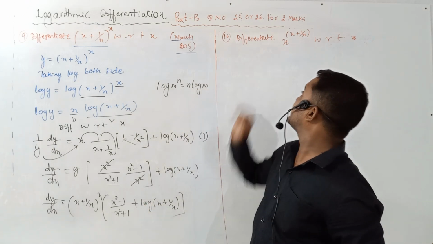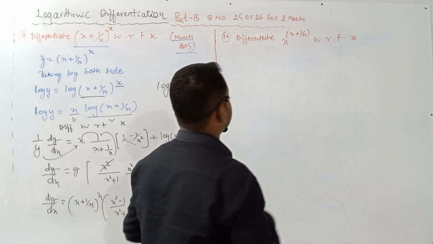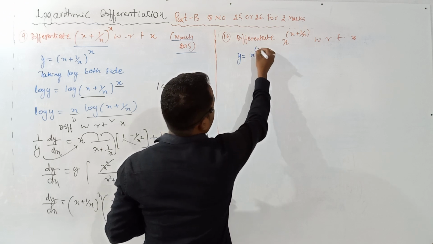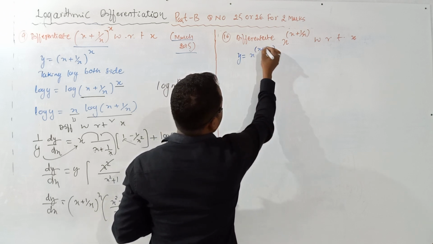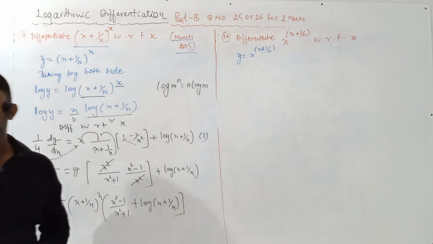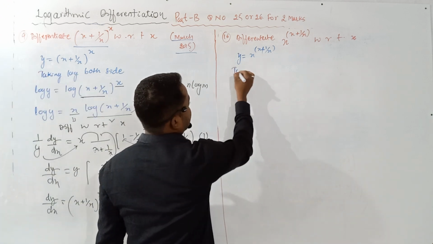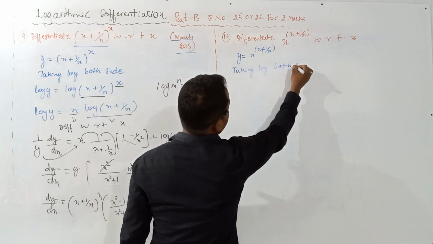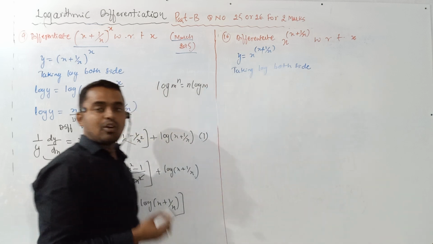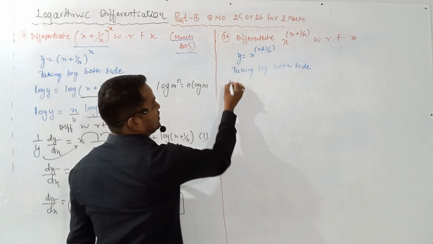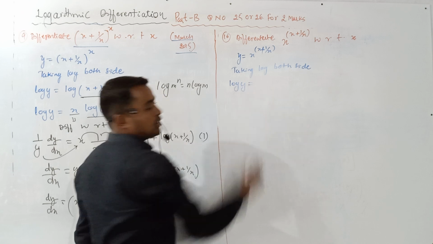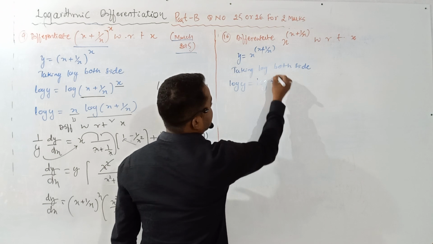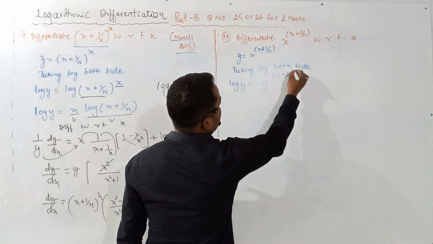Next, differentiate x raised to x plus 1 by x. Take y is equal to x raised to x plus 1 by x. Now taking log on both sides, log y is equal to log of x raised to x plus 1 by x.